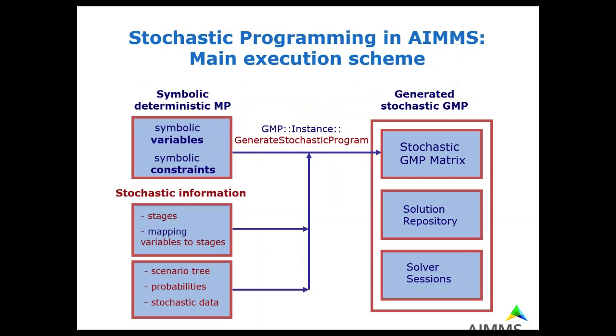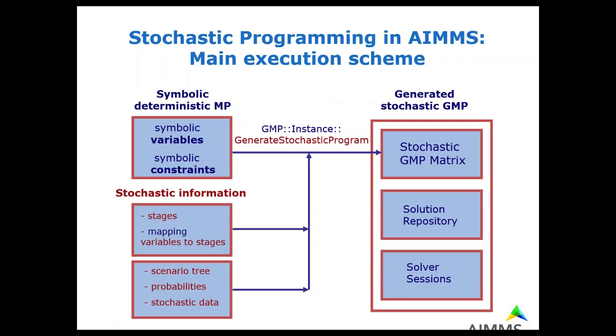So the main execution scheme for automatic stochastic programming may be represented like this. For a deterministic model, AIMMS works with symbolic variables and constraints. And now if we add the stochastic information like defining stages, mapping between variables and stages, building scenario trees, specifying probabilities and stochastic data, all this stochastic information can then be combined with the declarations of the deterministic model and used as arguments of a function like generate stochastic program, which will automatically generate the stochastic model in extensive form.